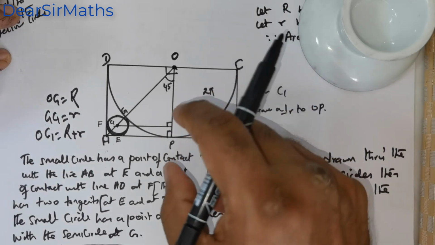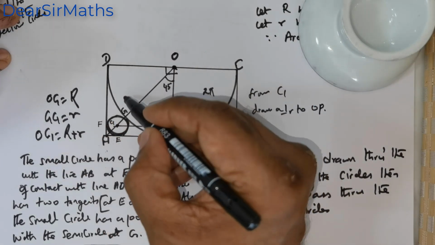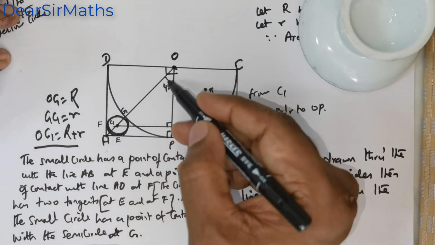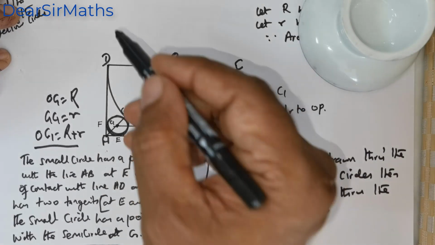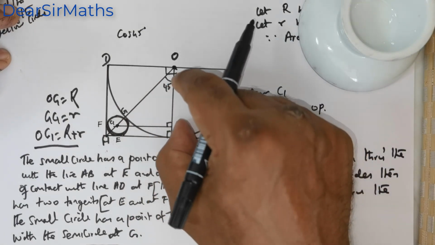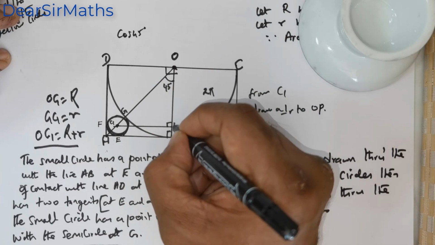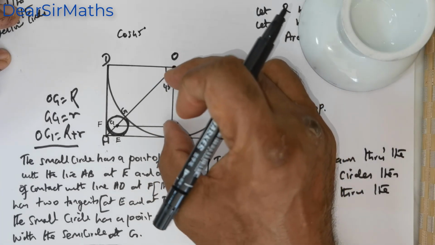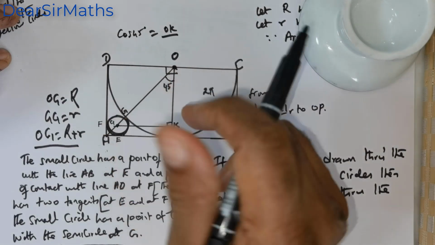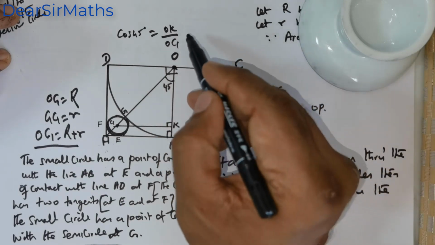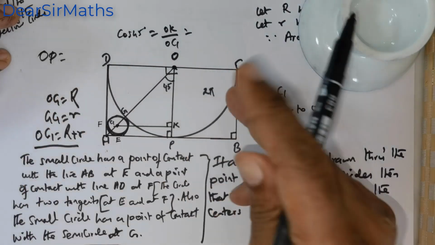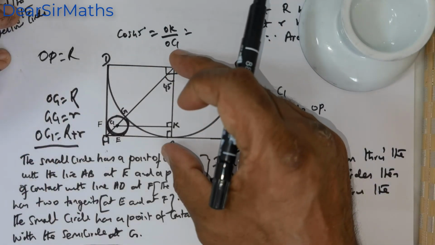Now, I've taken this entire OC1 as capital R plus small r. Is it okay that I can take a value for cos 45? What is cos 45, do you think? Cos 45 is going to be equal to this side, say, let me take this as some k. Cos 45 is going to be the adjacent side, which is OK, divided by the entire hypotenuse, that is OC1. But what is OK? This OP is equal to capital R. OP is equal to capital R.